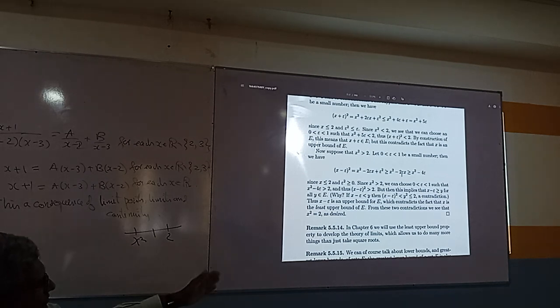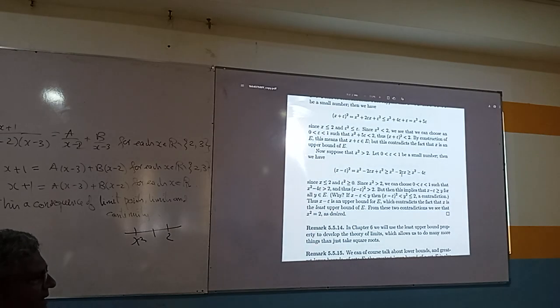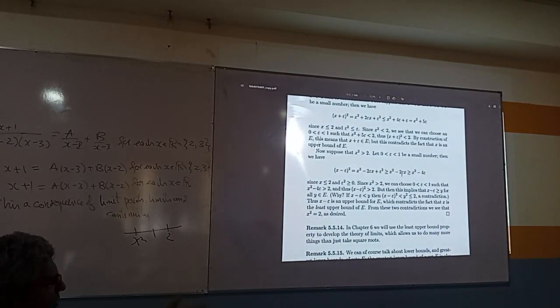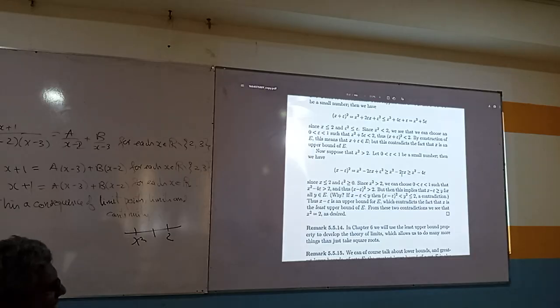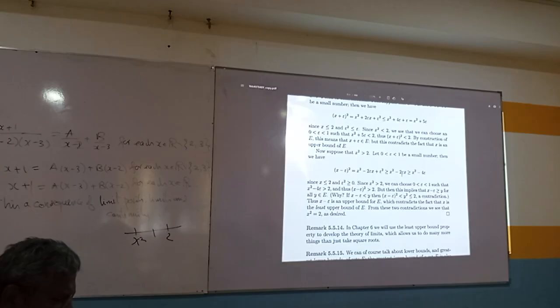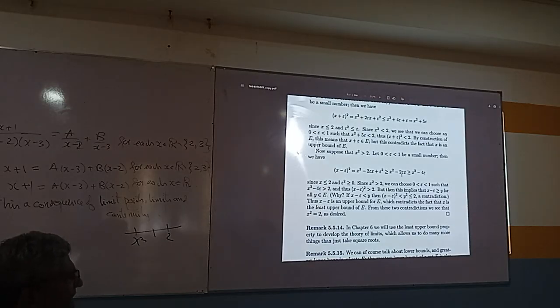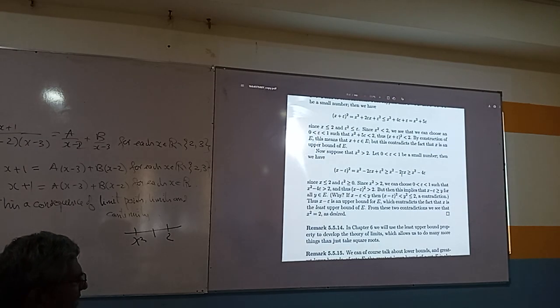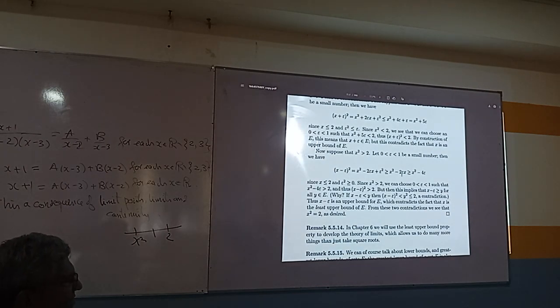Here actually, the sup of the set, sup is something, who knows where it is. But we have shown that x squared cannot be less than 2 and it cannot be greater than 2. So what remains must be true. So it's not tangible. Remark 5.5.14. In chapter 6 we will use the least upper bound property to develop the theory of limits, which allows us to do many more things than just take square roots.